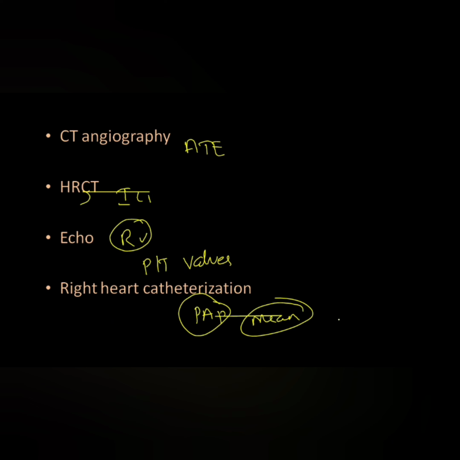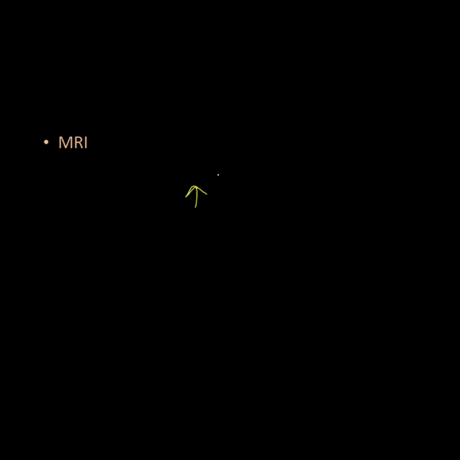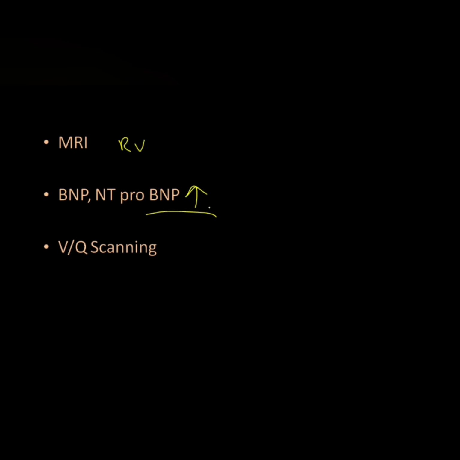And whenever this pressure is more than 25 millimeters of mercury, then it is suggestive of pulmonary artery hypertension. MRI will tell you whenever there is a severe lung disease. To assess the status of the right ventricle, you require MRI. And second, your BNP and NT-proBNP levels, yes, they get elevated in right or left ventricular failure. Ventilation perfusion scanning will tell you if there is any chronic thromboembolic pulmonary hypertension. So that can be found using ventilation perfusion scanning.